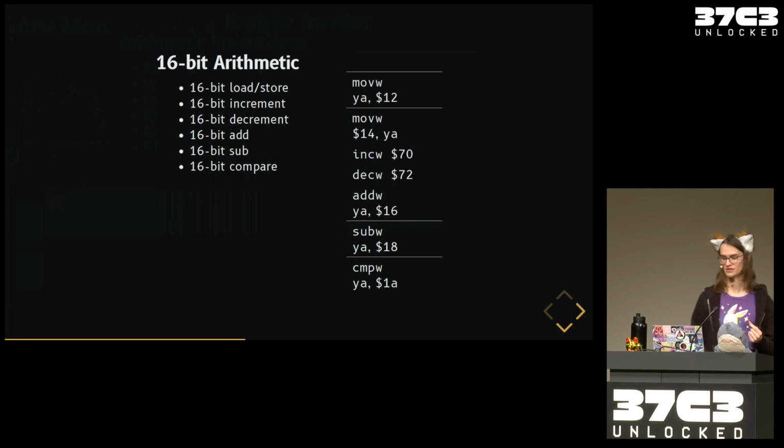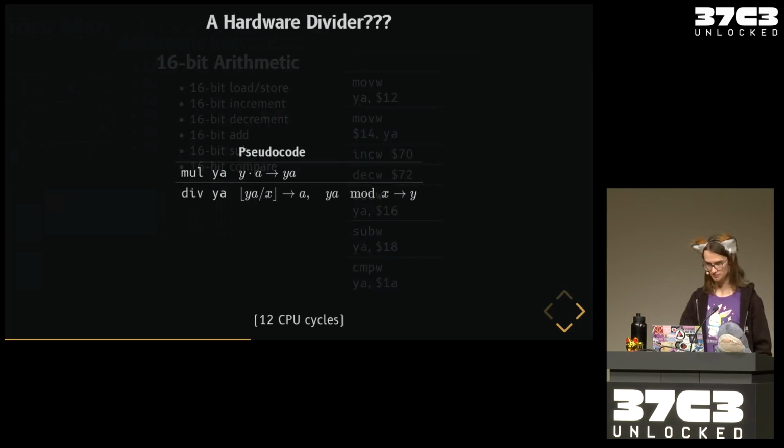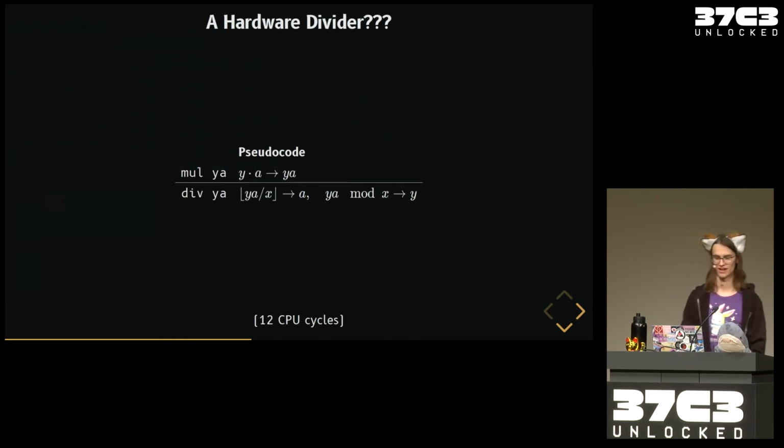So there is some support for 16-bit arithmetic, always with the W for wide, I guess, or for word. And it usually uses the combined YA register, which simply combines the Y register and the A register into one 16-bit register. Now, I promised a hardware divider, and here it is. The multiply instruction will multiply the Y register with the A register and store the combined 16-bit result into the combined YA register, so not losing any sort of precision. And the divide instruction will divide the combined 16-bit YA register by the X register and store the result into A and the remainder into Y.